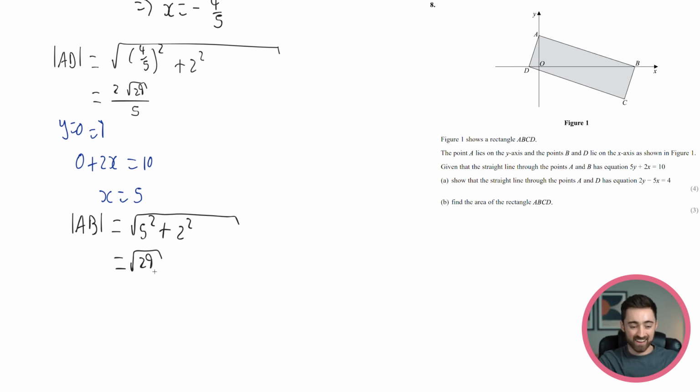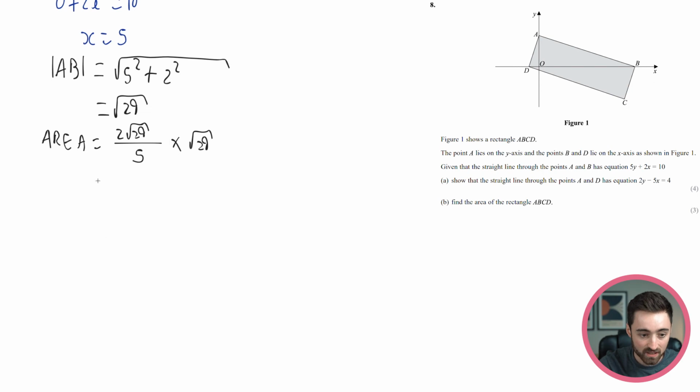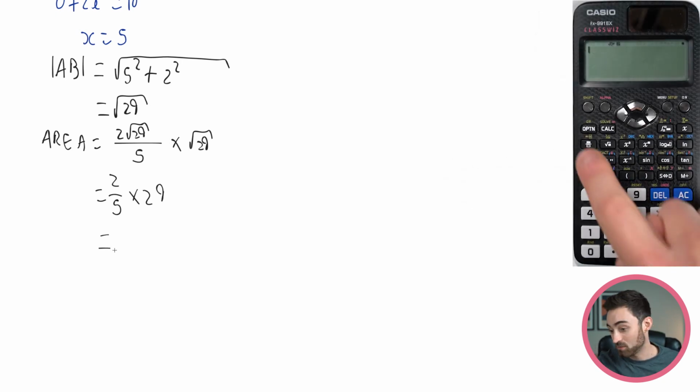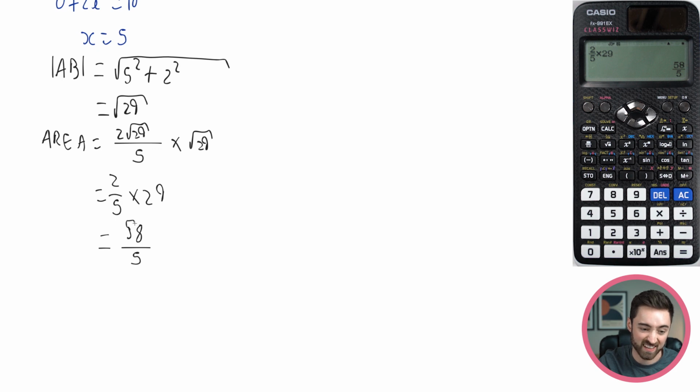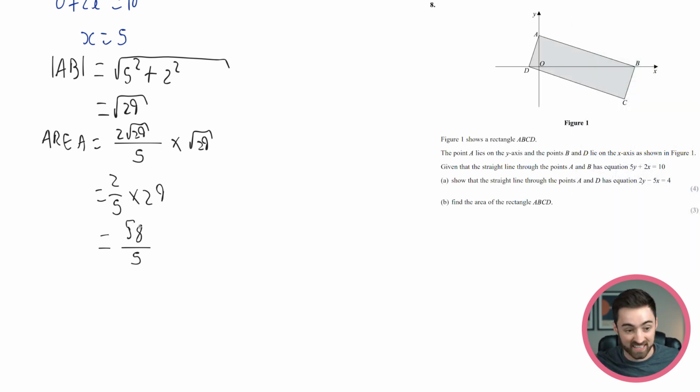So the area, finally, I can see it being a bit nicer now, because it's going to be this 2 root 29/5 multiplied by this root 29. We can see that these square root of 29s go in pretty nicely. So I'm going to get the 2/5, and then root 29 times root 29 is just 29. So that's going to be my answer here, 2/5 times 29. So as a fraction, 58/5. And I think keeping it as a fraction is the best thing to do here. It's nice and exact. No rounding or decimals needed.